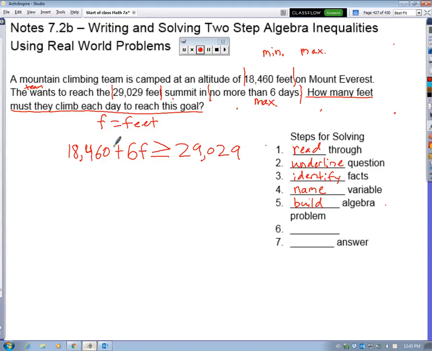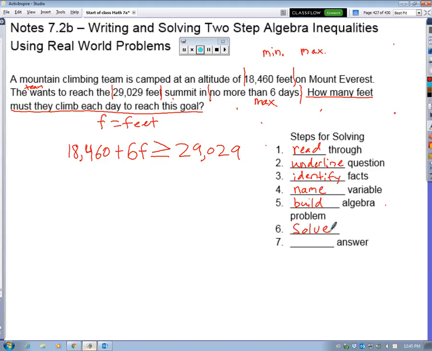Okay, when they get done hiking, they either have to be at the top, or this has to add up to over this amount to show that they got it done in less than 6 days. Okay, that's the tricky part, is coming up with that sign there. Okay, now let's just do some algebra and we will solve this.